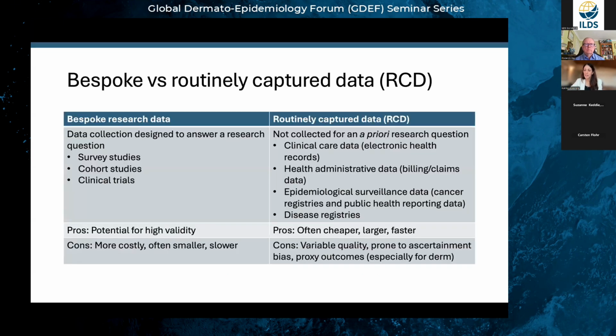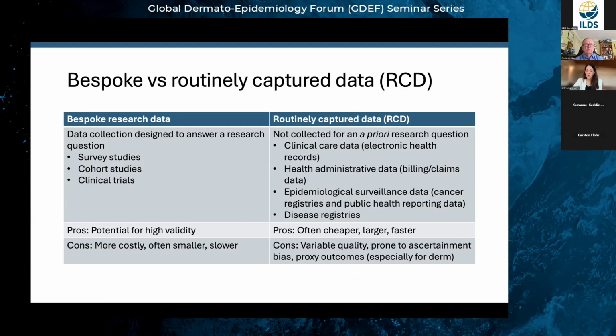So moving on to think a little bit about data. The first large data category I want to introduce is what I'm calling bespoke research data. So any data collection designed to test a hypothesis, to answer a research question. This could be a survey, this could be a cohort study, this could even be clinical trial data. And it's wonderful because if it's well designed, it has the potential for very high validity.